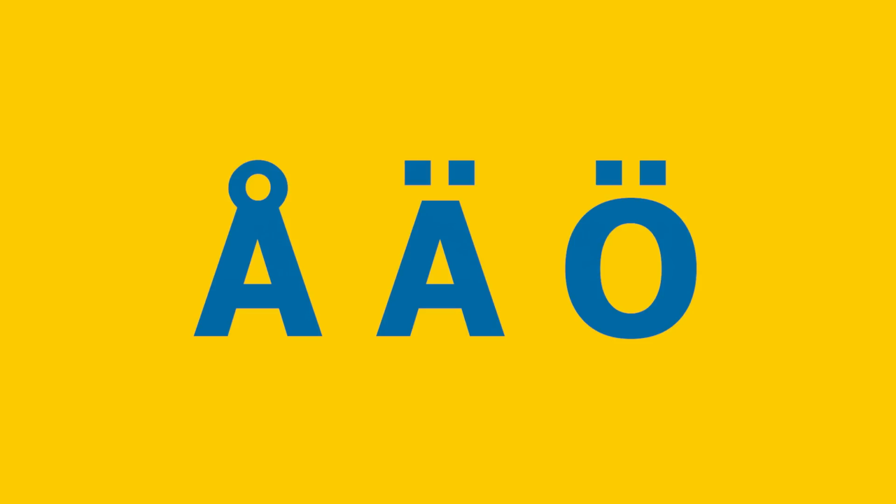Silly Norwegians. That's neither the order of the letters, nor is that what they look like. They look like this. And you say Å, Ä, Ö when they are in the alphabet. But we have actually 10 sounds to cover here, so let's jump right into it.